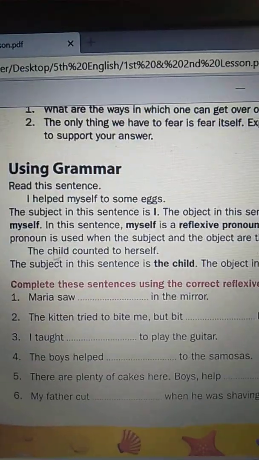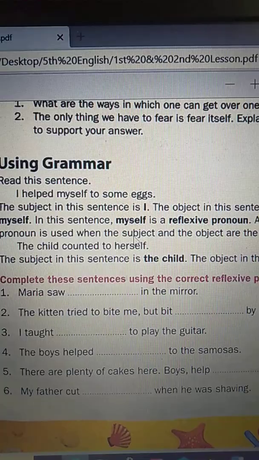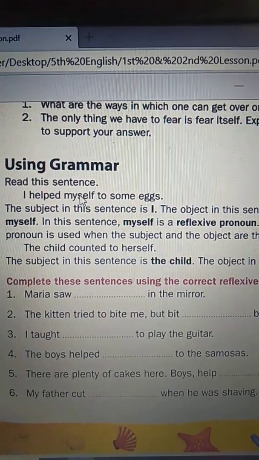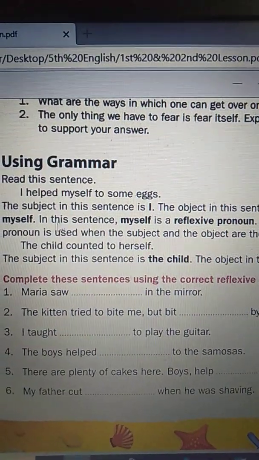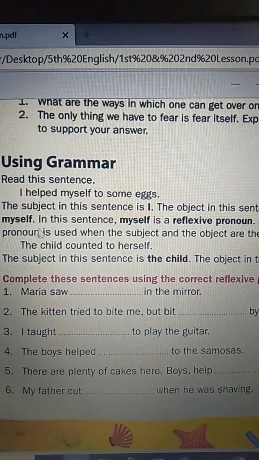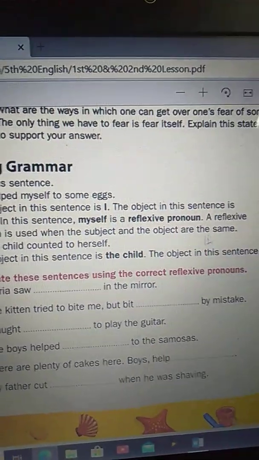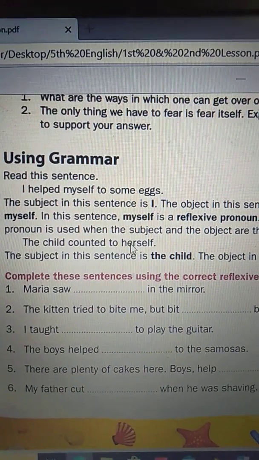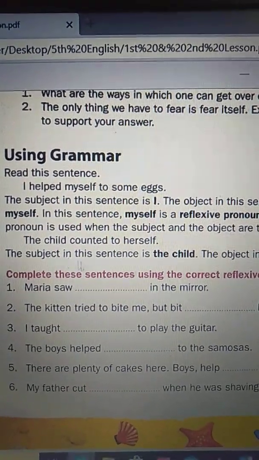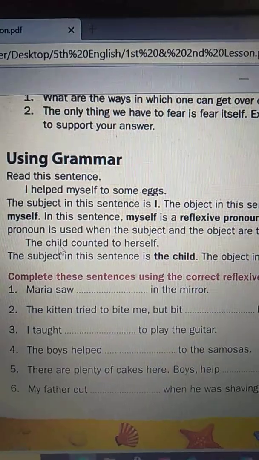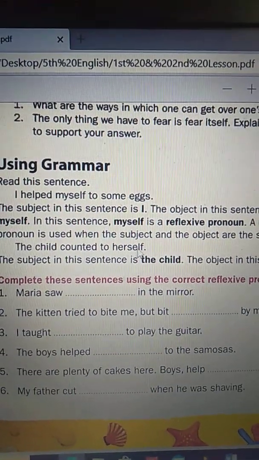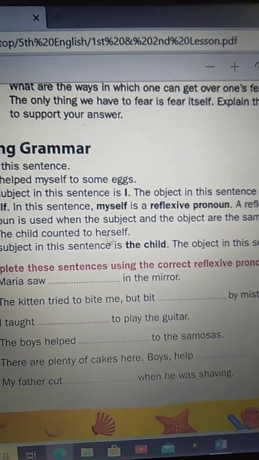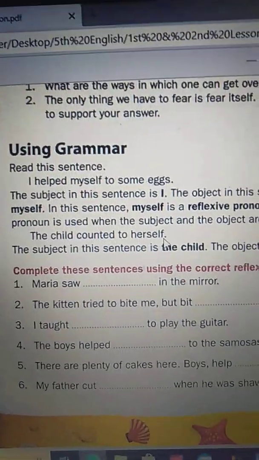A reflexive pronoun is used when the subject and the object are the same. Yes, I and myself are the same. So here a reflexive pronoun is used when the subject and the object are the same. The child counted to herself. Here the subject in this sentence is the child. The object in this sentence is herself. This is a reflexive pronoun. Okay.